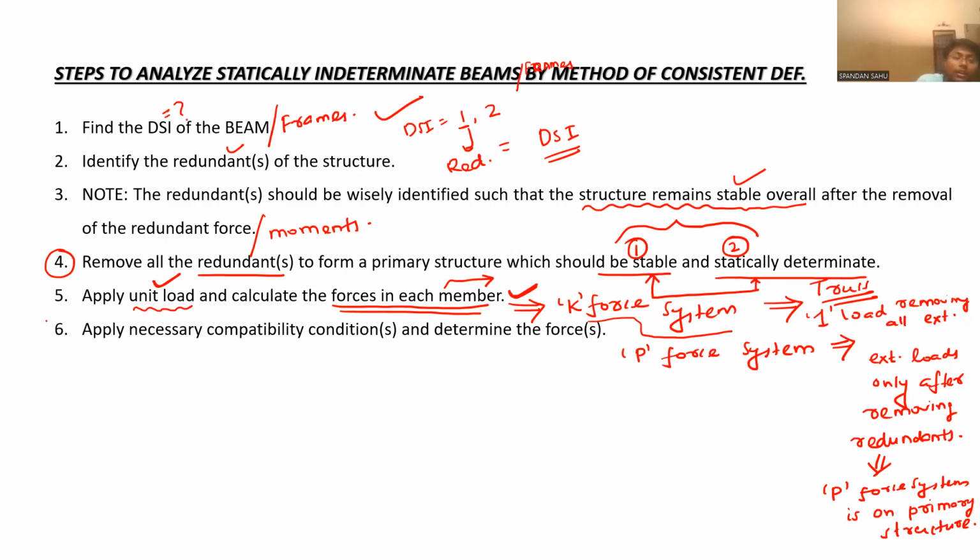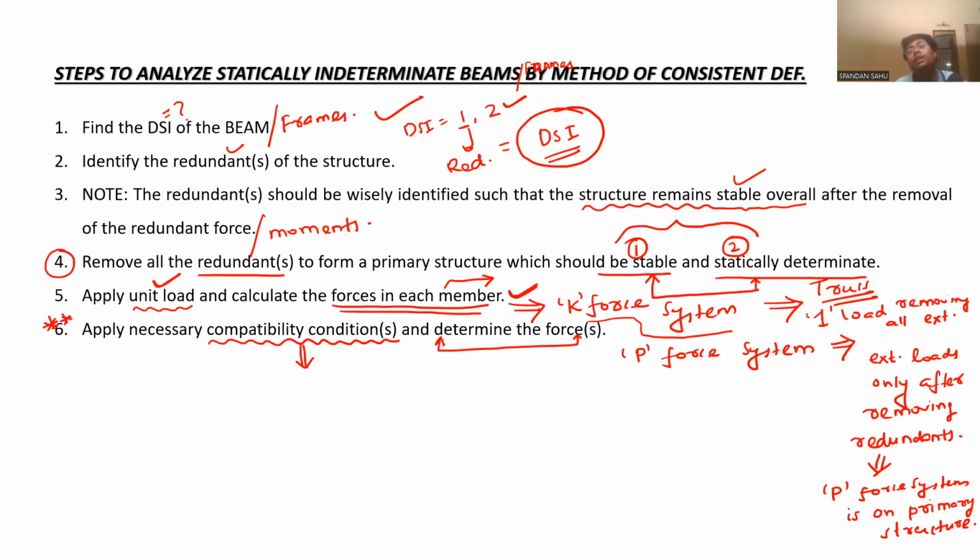Now, this is the main point again: how to apply the compatibility condition. It will come with practice, and you have to visualize the structure such that you can get hold of this compatibility condition. And after that, you need to determine the redundant forces. Once those redundants are found, you are done with the DSI of the structure. If DSI is 2, now you know those redundant forces. Now the structure becomes statically determinate.